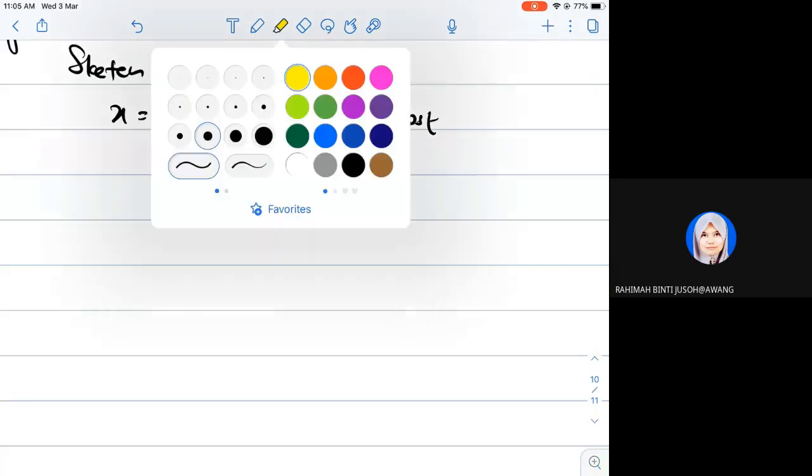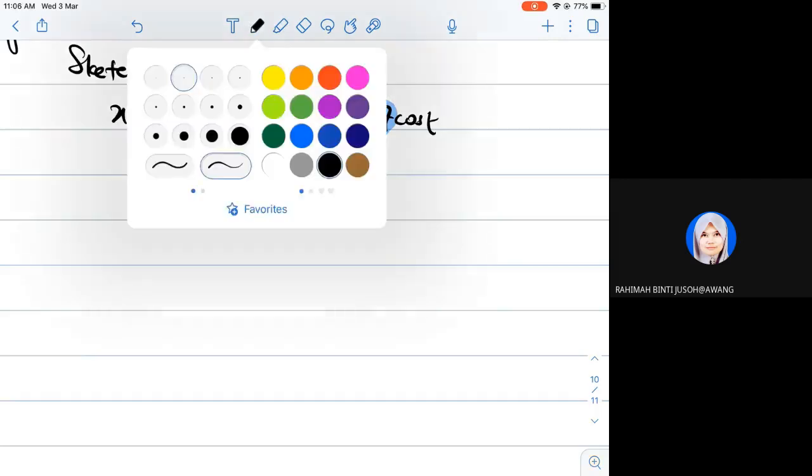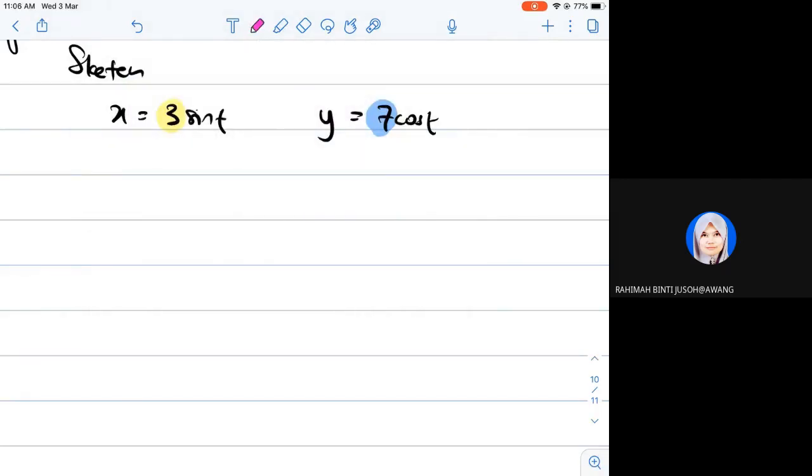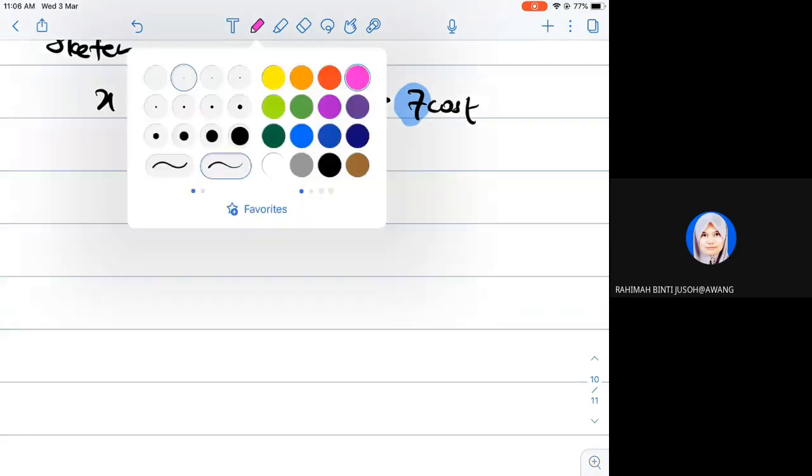The coefficients are not the same. Okay, the coefficients here and here are not the same, right? So when they are not the same, automatically this will represent an ellipse. Kalau dia tak sama, automatik dia akan jadi ellipse. Dia tak akan jadi circle. Okay, so macam mana kita nak tengok ni?